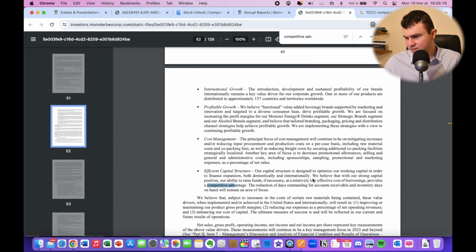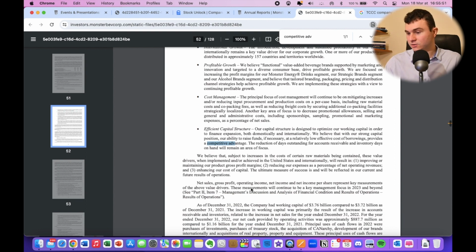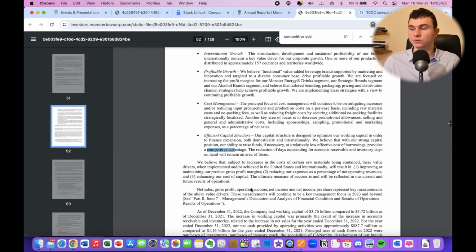And what do they say? Efficient capital structure. We believe that our strong capital position and our ability to raise funds, if necessary, at a relatively low effective cost of borrowings provides a competitive advantage. What they mean is that they don't have any debt, they are in a very healthy position, and they can take on more debt if they need. They can borrow some funds if they find a good opportunity in the future. So that can be a competitive advantage compared to the competition.